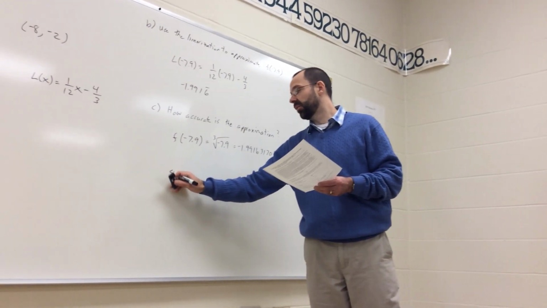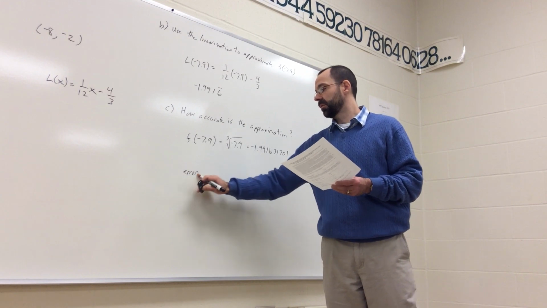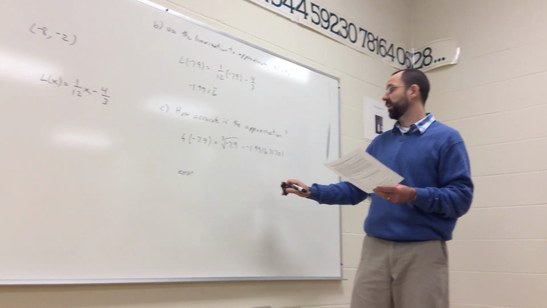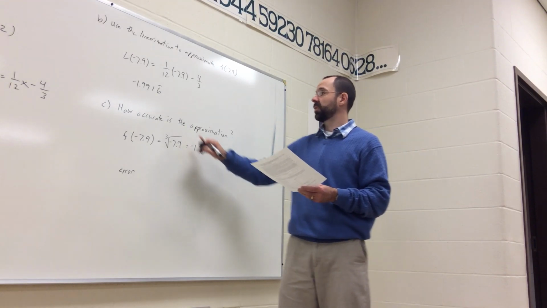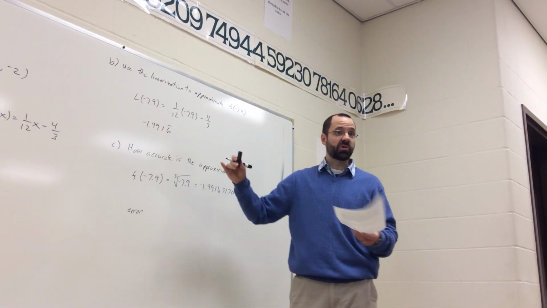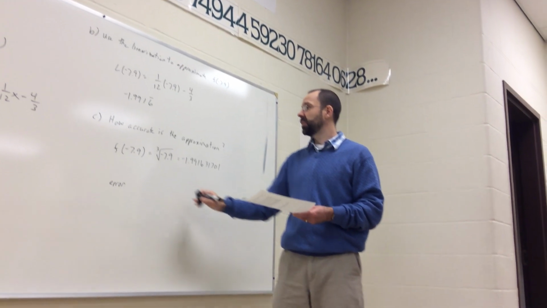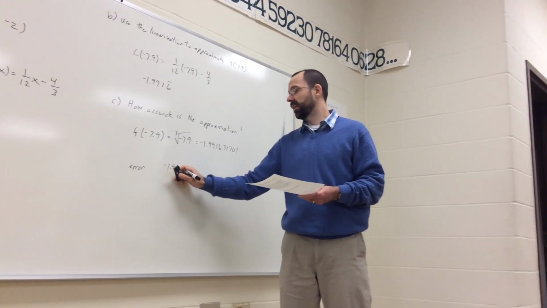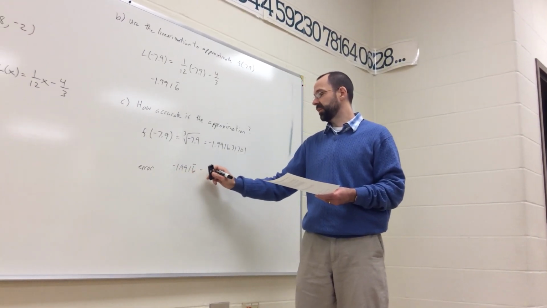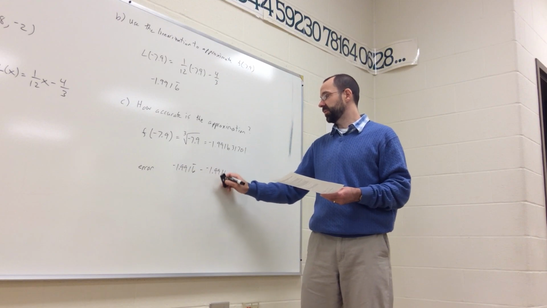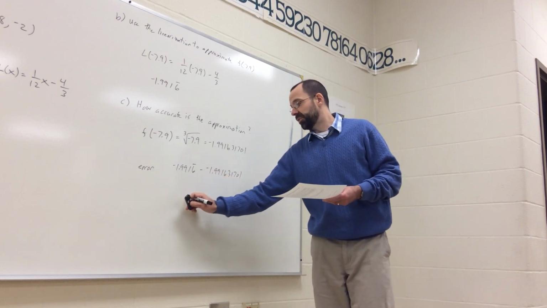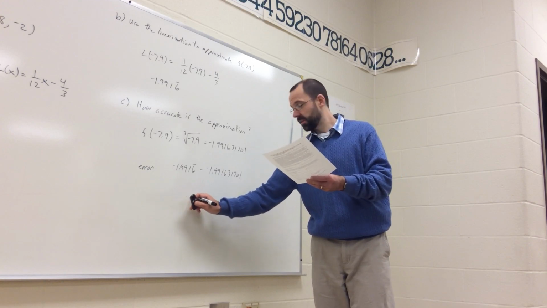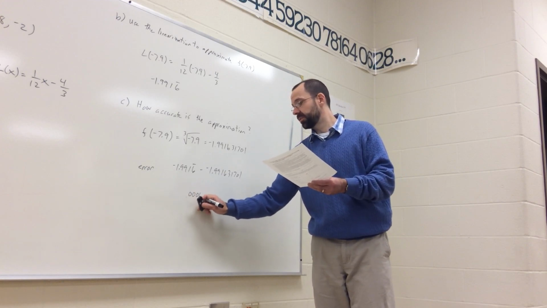So to get the error, I could take the correct answer and the approximation and subtract them to see how far off it is. So it's negative 1.9916 repeating minus negative 1.9916311701. And that error is about 0.00003.